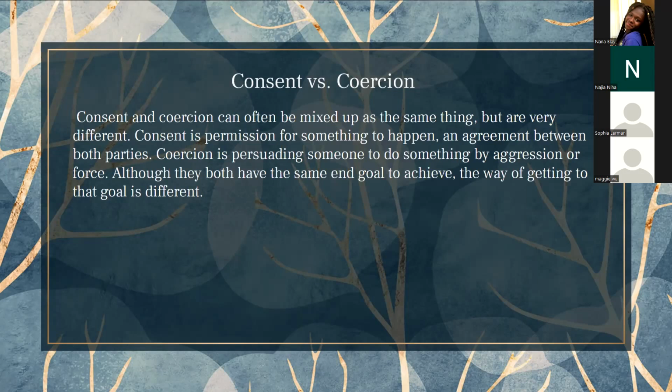And then coercion is persuading someone to do something by aggression or through force. That could happen using violence, using verbal harassment, or pressuring your partner to do this thing. Although they both have an end goal to achieve sexual actions or anything of that nature, the way of getting that goal is different, and it's important to always ask for consent and notice if someone's being coerced into anything that involves coercion.